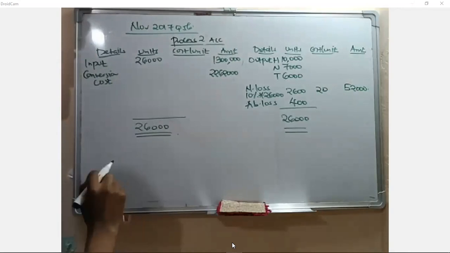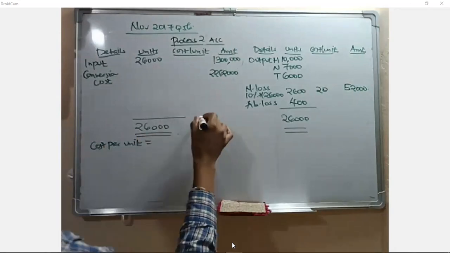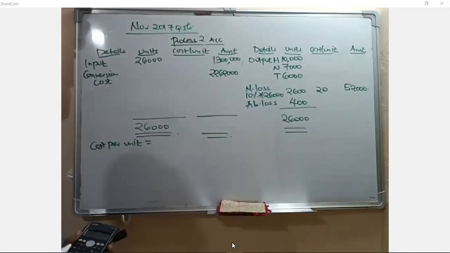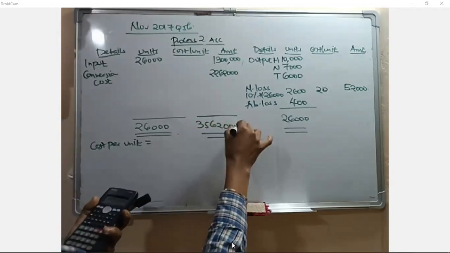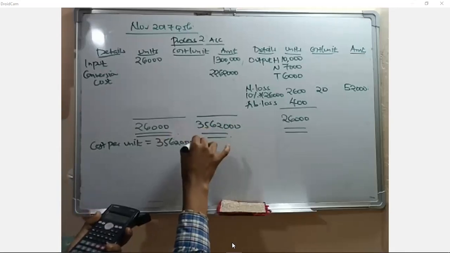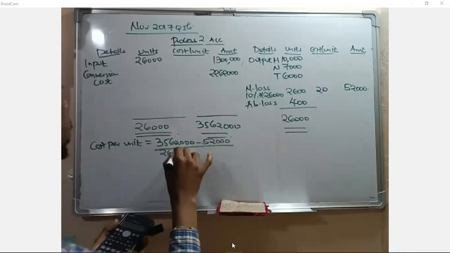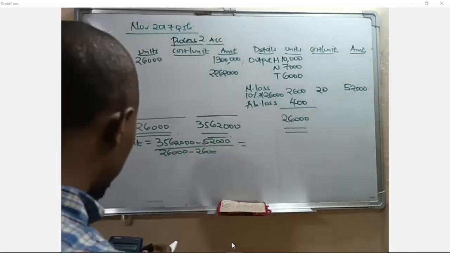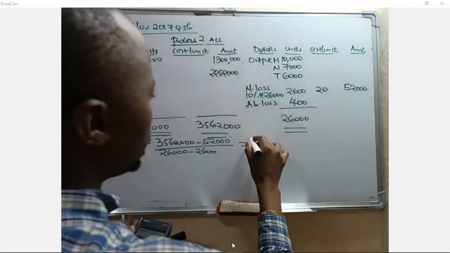So you start by calculating the cost per unit, but it's not the one that you are going to be using there, since you are dealing with joint products. For our cost per unit, we take the process costs: 1.3 million plus 2,262,000, we get 3,562,000. Then minus the normal loss, which is 52,000, you divide by 26,000 minus 2,600. We get 150.